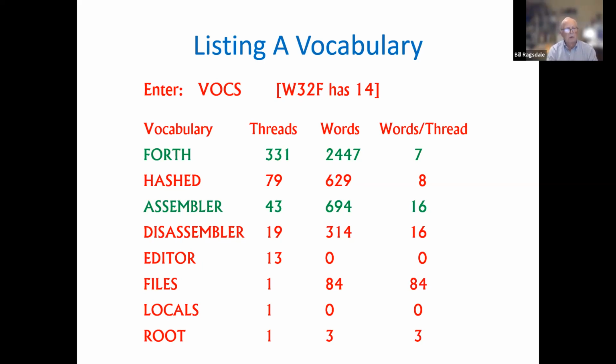The top level in green is 4th. It has 331 threads. We'll see why in a moment. It has 2,447 words, and that works out to 7 words per thread. If you're using the word dupe in an application, in a lot of fourths, you have to search through 2,447 words to find dupe. If you say dupe, dupe, dupe 3 times in a row, you've got to search that whole list 3 times. Within 132.4, there's only 7 words in the thread.